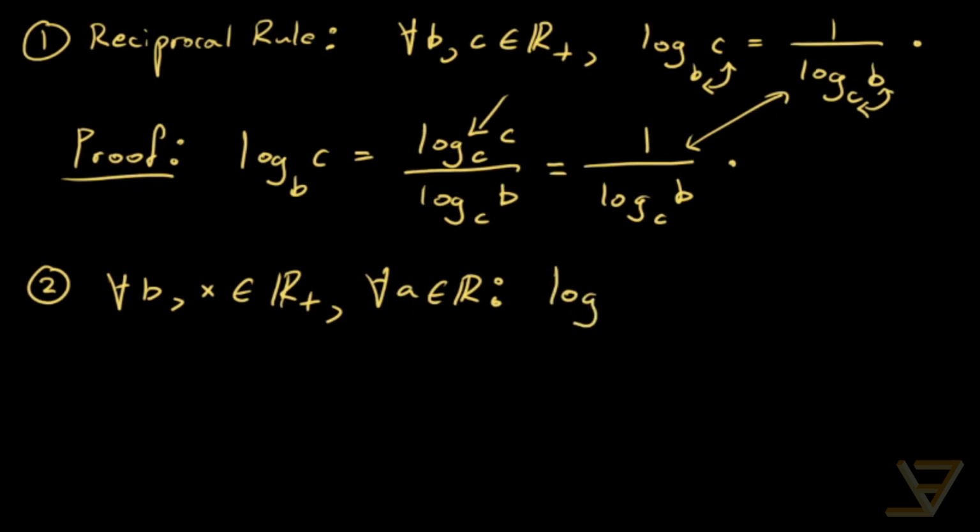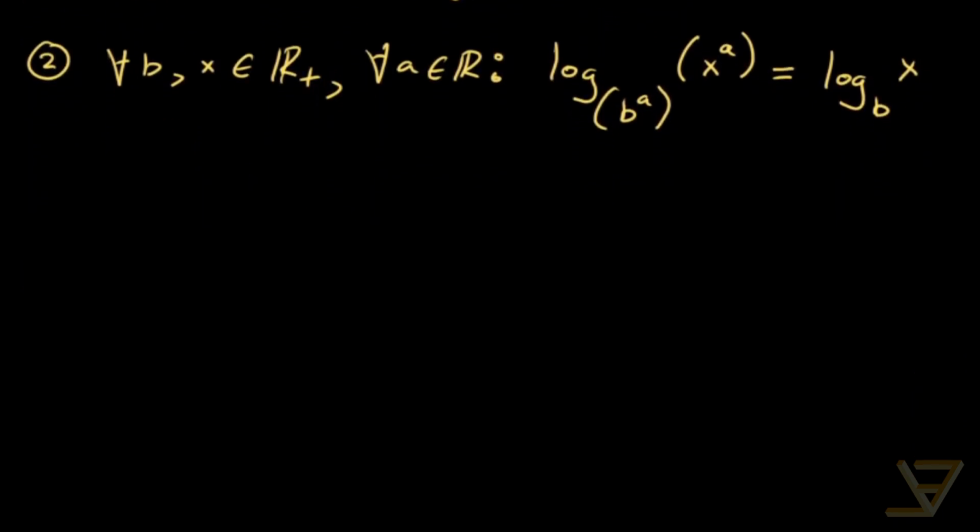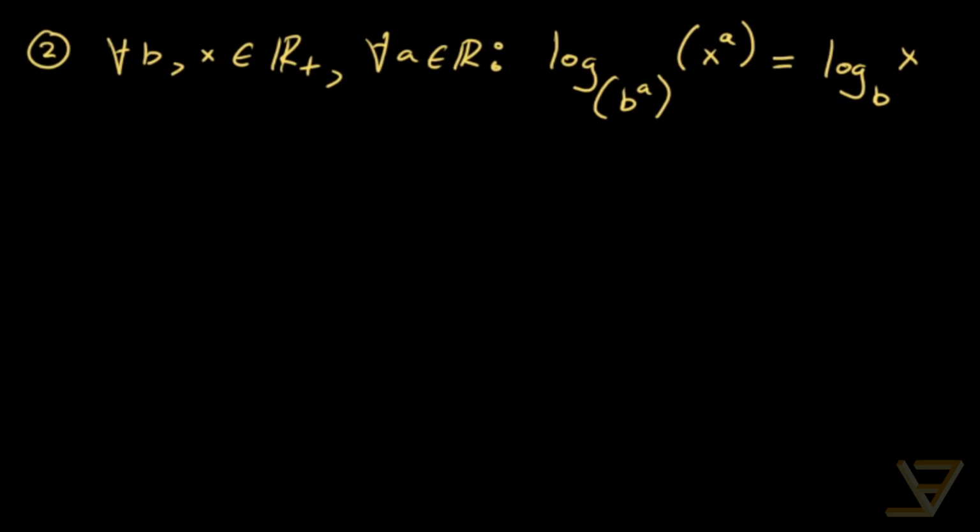Log, the base is b to the a, and the argument is x to the a. And what it says is that we can just get rid of the a's so that it's log b of x. This identity actually doesn't show up too much in literature, but it is useful, for example, in math contests. So it's worthwhile to be aware of it. So let's prove it.